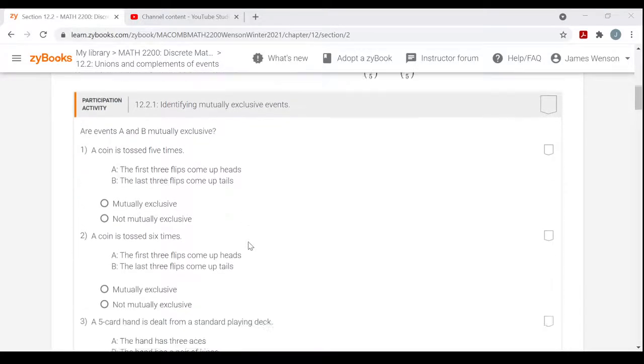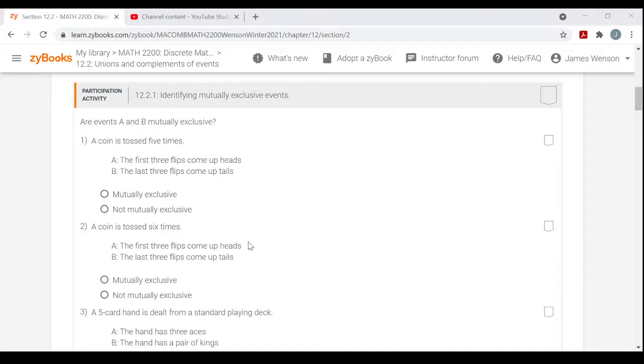All right, so the first activity is just, are the events mutually exclusive? Are they disjoint? Do they share any outcomes? Can they happen at the same time? Because again, mutually exclusive events can't happen at the same time. Their intersection is empty.